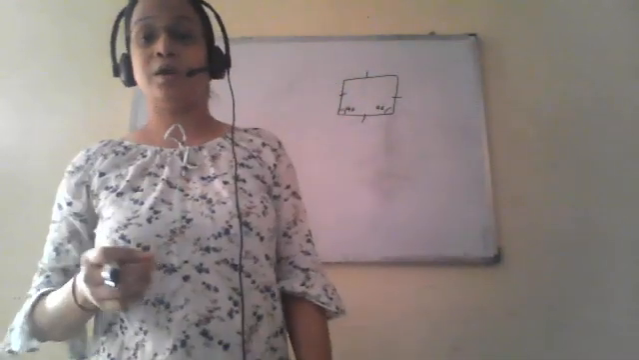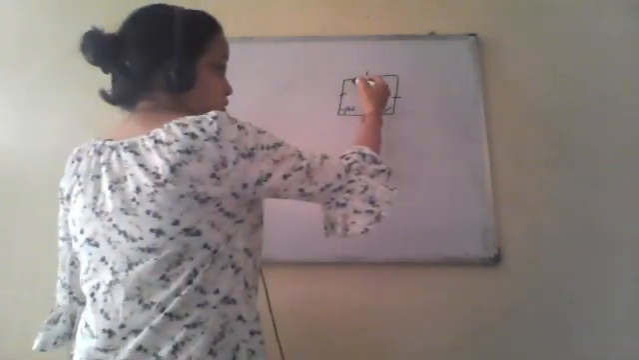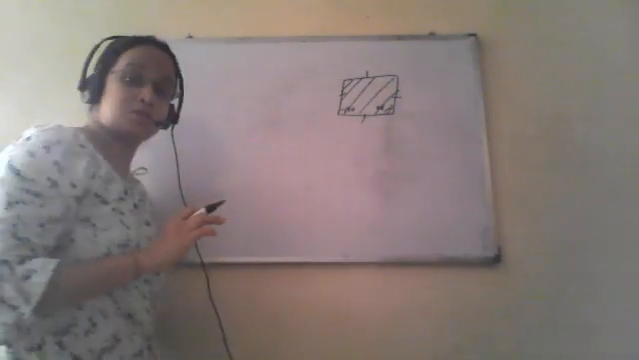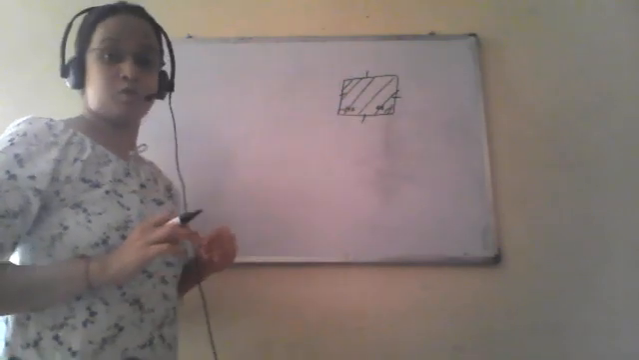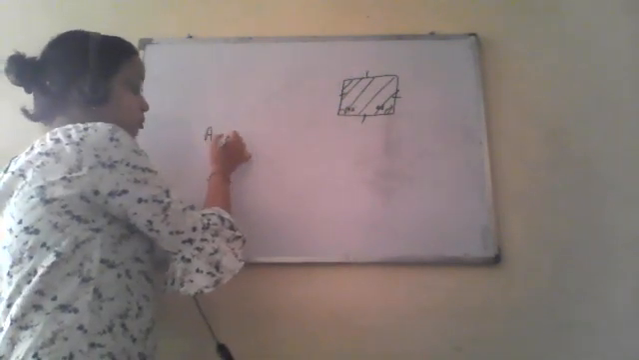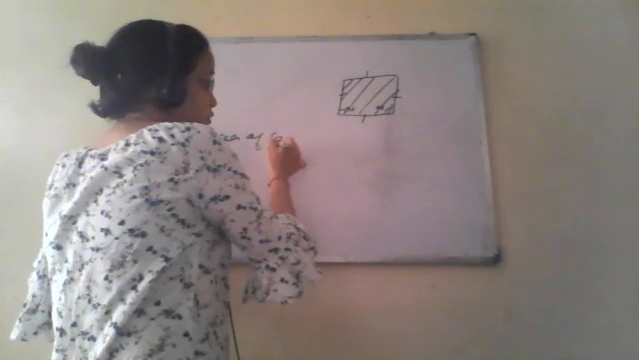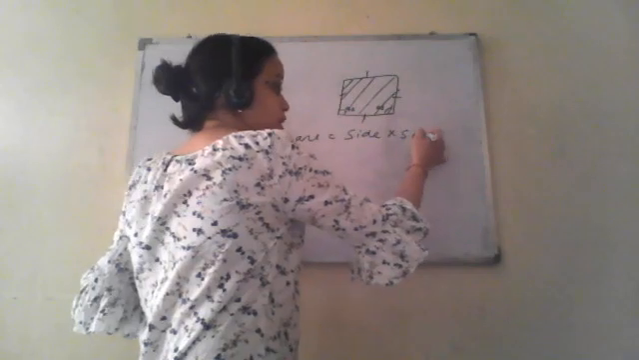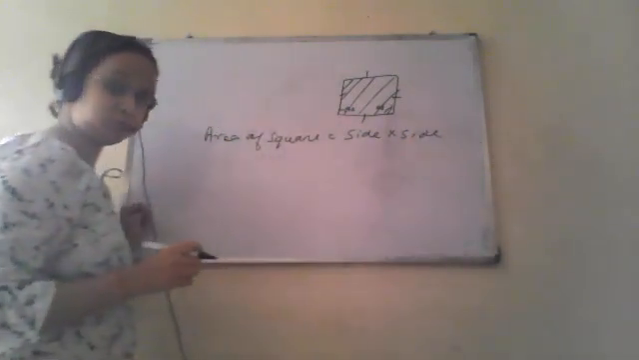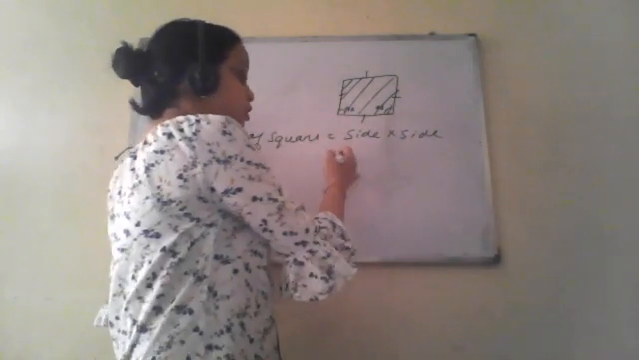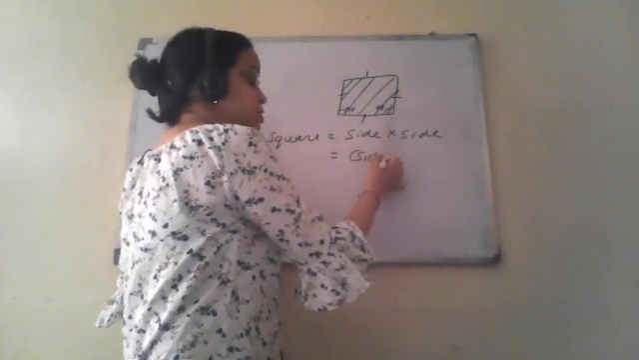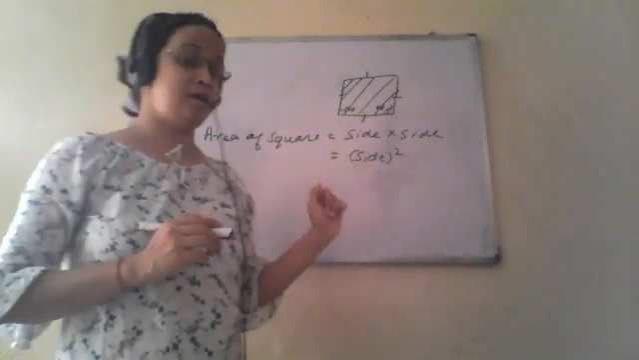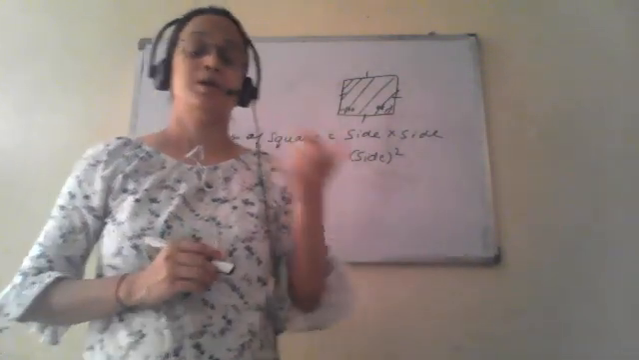When we talk about its area, the area of a square is the region it encloses between its four sides. How will you calculate it? It is side multiplied by side. The area of a square is side multiplied by side, or we can write it as side squared.